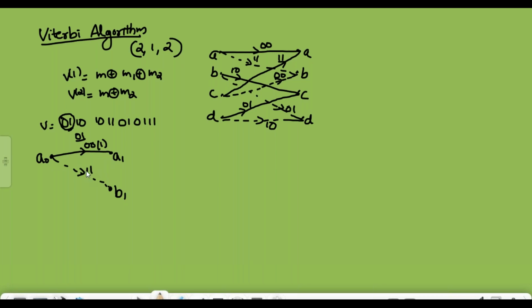Similarly, for the second branch, here it is 1, the received sequence bit is 0. Therefore, it is different. The second bit is 1 here, 1 here. Therefore, in one bit position it is different. Therefore, we write the branch metric near to that output bits.